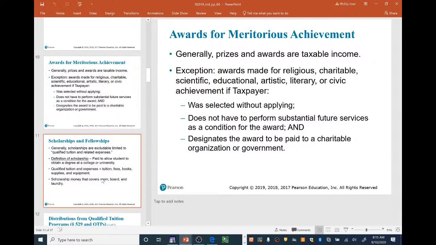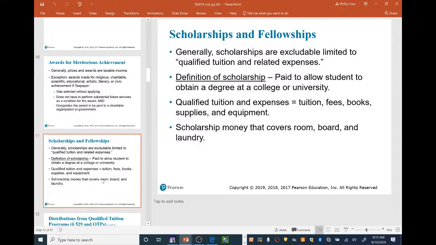Okay, next, let's talk about some scholarships and fellowships. So scholarships are obviously for tuition, fees, books, supplies, and equipment only, right? These are going to be excluded for degree candidates. Okay, so it says here the definition of a scholarship is money paid to allow students to obtain a degree at a college or a university, right? And it says here also that the scholarship money that covers room and board and laundry. So let's look at an example here, okay?